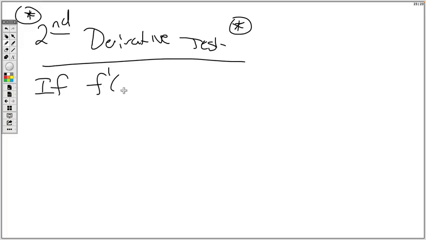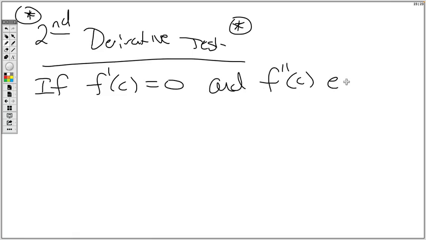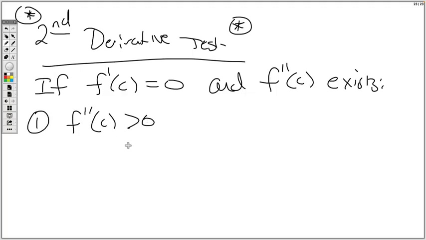It says if f prime of c equals 0 and f double prime of c exists, then if f double prime of c is positive, well, think about it. F prime of c is 0 means that it's locally flat. F double prime of c is positive means it's concave what? Up. So if I put these two things together, that gives me a local min.